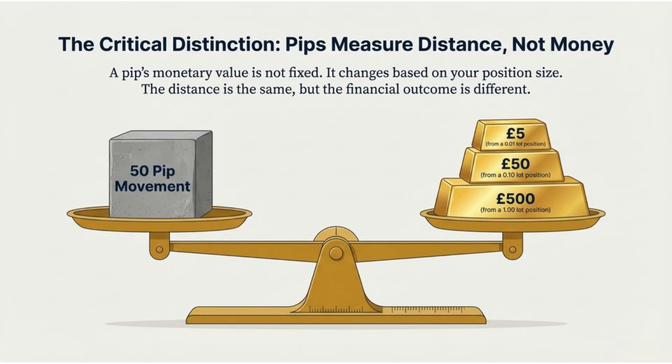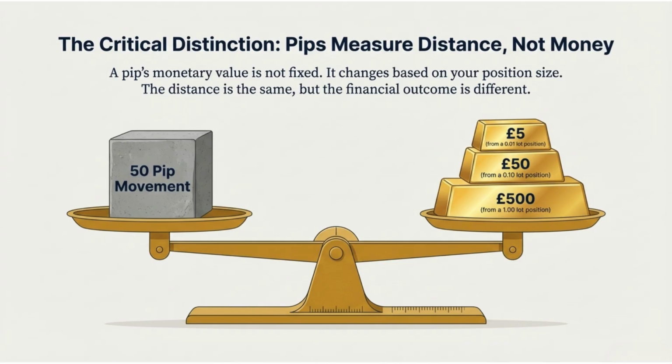Wow. And the key point, just to hammer this home for you listening, is that the pip distance is identical in all 3 cases. It's 50 pips. The market did the exact same thing. Only your personal financial outcome changed based on how much risk you decided to take. That is the fundamental difference between price measurement and financial risk management. If you can internalize that one concept, you've mastered the biggest conceptual hurdle in Forex trading.